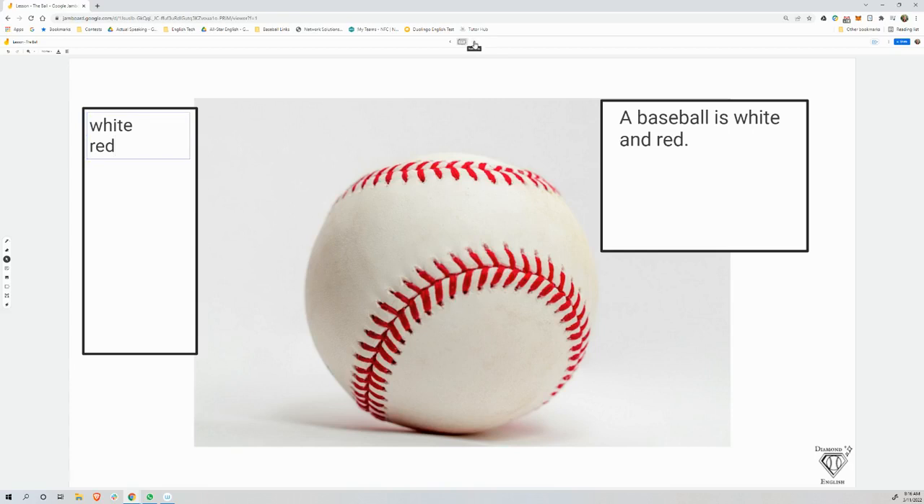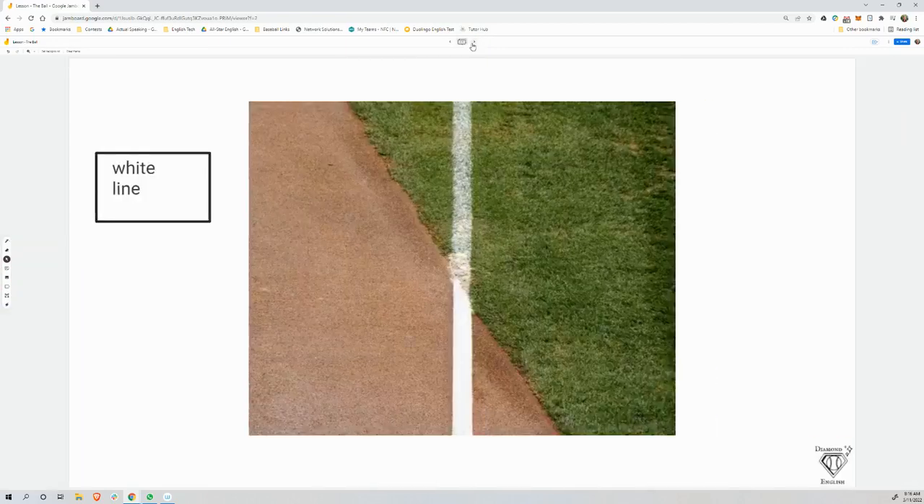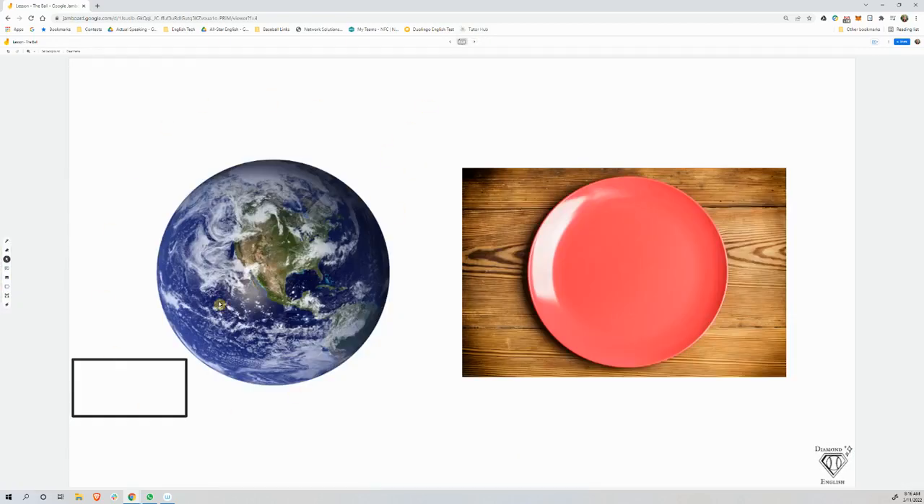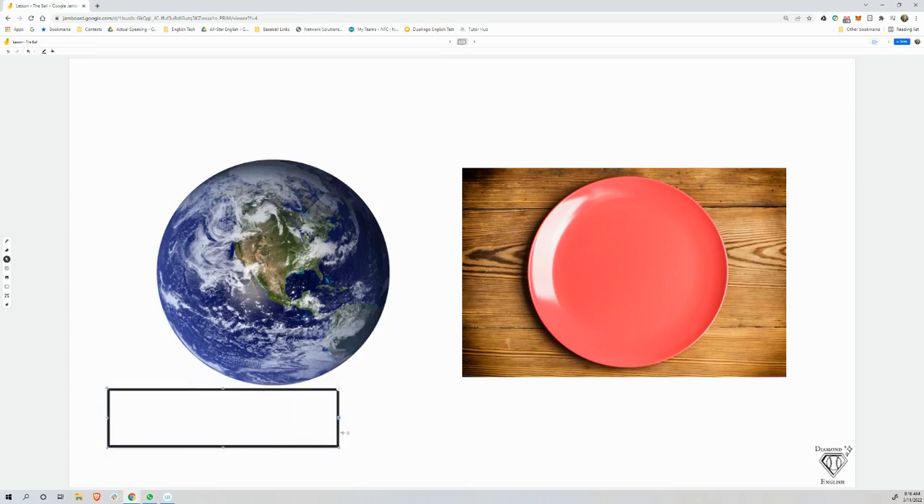Now, what else is a baseball? White, red, and round. A baseball is round. What is round? Now, the earth is round. Say, the earth is round.